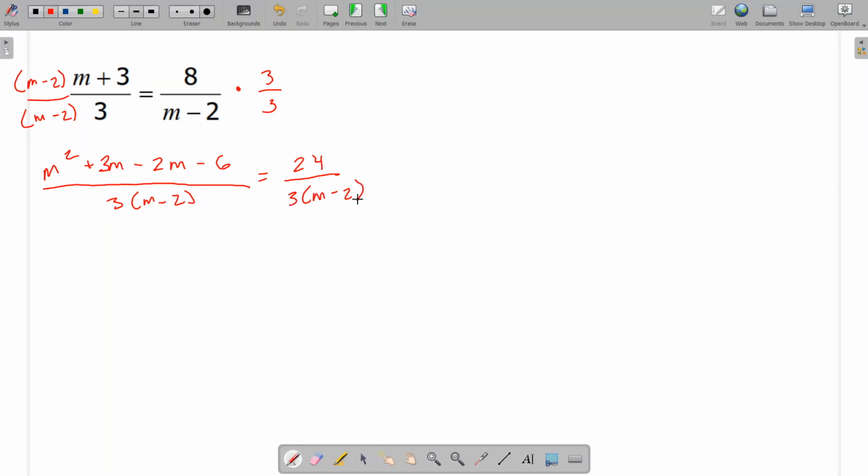So again, once we get the denominators the same, we're just going to set the numerators equal to each other. So m squared plus 1m, I'm going to combine those m's together, minus 6 equal to 24. Now, since this is a quadratic equation, we're going to want to get everything to one side of this equation. And we're going to solve by factoring.